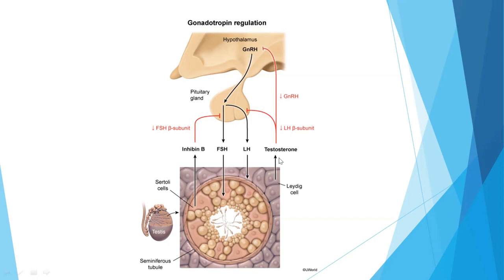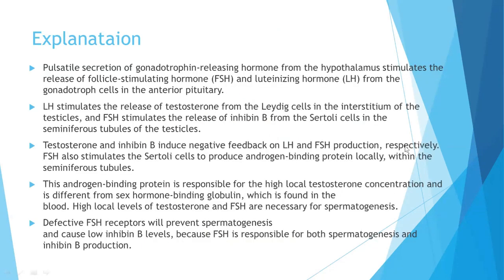Now, I like to use this opportunity to also discuss the negative feedback loop in the gonadotropin regulation. When the inhibin B is secreted, this inhibin B will have a negative feedback on the anterior pituitary, and that will lead to the decrease in the FSH beta subunit. When there is increased testosterone, that will have a negative feedback on the hypothalamus as well as the anterior pituitary, and that will lead to decrease in the gonadotropin hormones release and decrease in the LH release. So our patient has decreased concentration or decreased level of inhibin B.